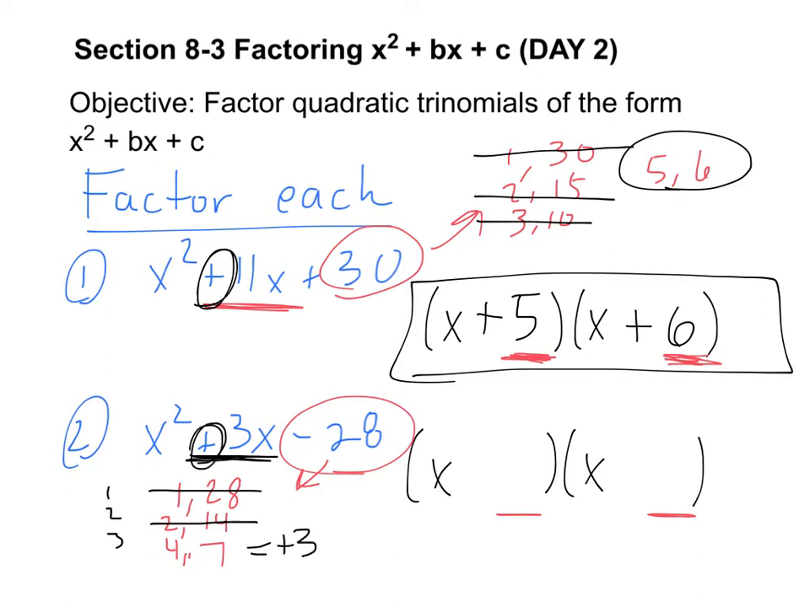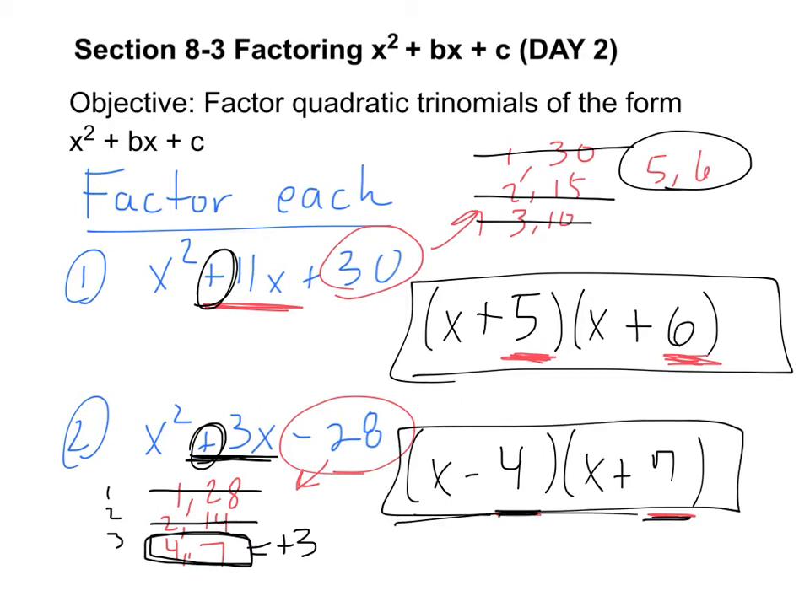I can get a positive 3, because that's what I need. But what signs do I have to give these factors in order to have positive 3? Here's 4 and 7. If I give the 7 a positive value and the 4 a negative value, yeah, that'll give me a positive 3 when I add them together, and it still gives me that negative 28 that I'm looking for. So that's the only difference in day 2 here, guys, is you will have a negative product now to work with.